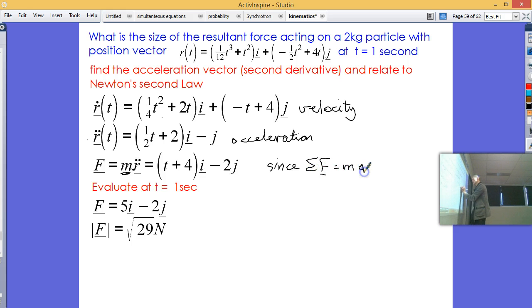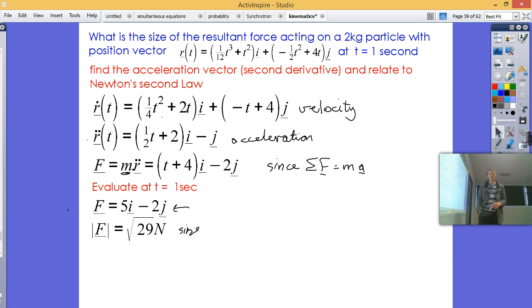Mass times acceleration as vectors. Okay? Once I get my function, substitute my value for t in and I get my vector of a resultant force. And then the modulus gives me my size. That's the size of the force. Okay? Very good. That's a nice straightforward one, but it's important to see that we can apply the calculus in either direction for these types of problems.